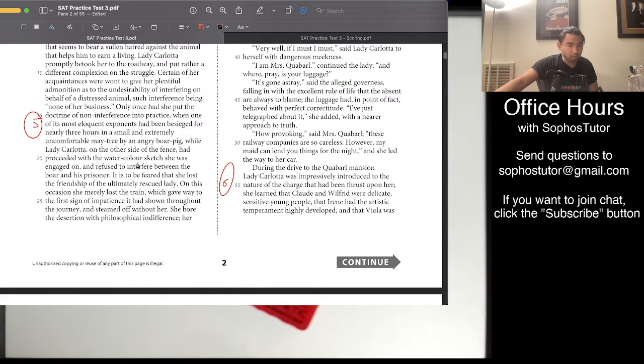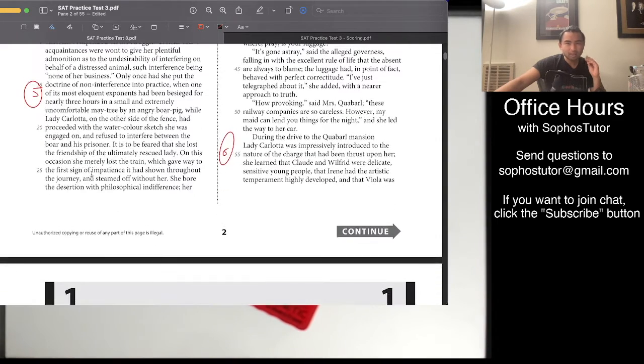Proceeded with the watercolor sketch she was engaged on. So she was painting, and she refused to interfere between the boar and his prisoner. Should I be surprised that she didn't interfere? I mean, this is an angry boar pig. Maybe it's surprising, but I don't know. If I had a choice between painting and trying to face an angry boar pig, I'd probably be painting. Maybe I would go get help, but I don't think I'm going to be interfering on my own.